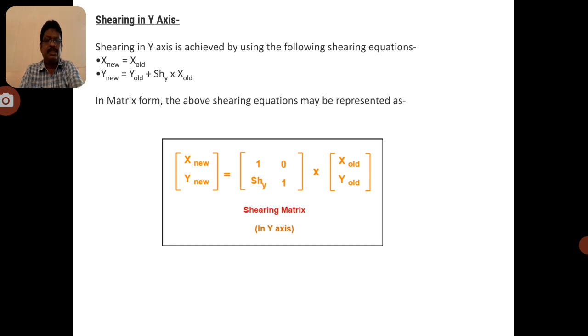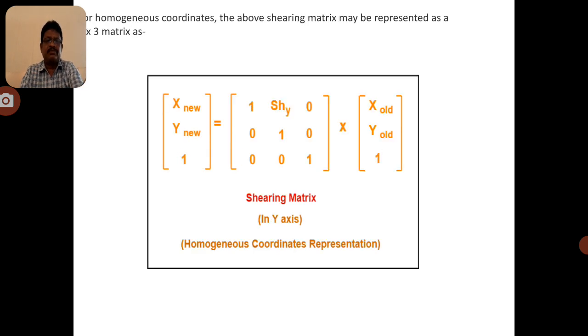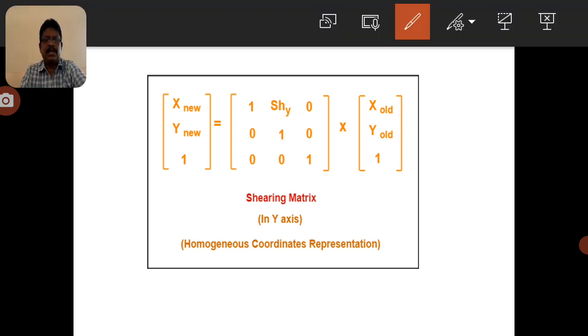When we write this matrix notation for the homogeneous 3 by 3 matrix order, we find it like this: x new, y new, 1 equals the matrix with rows 1 SHY 0, 0 1 0, 0 0 1. This is for shearing on the y-axis. That's why you can observe that the parameter of y is taken here, that is SHY.